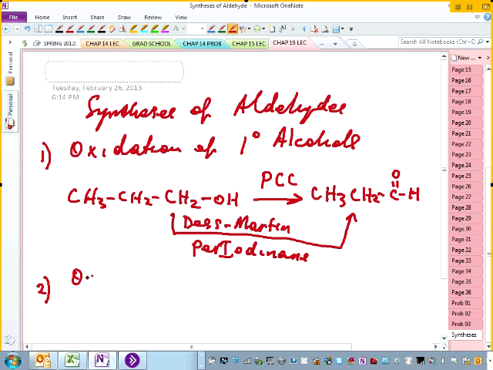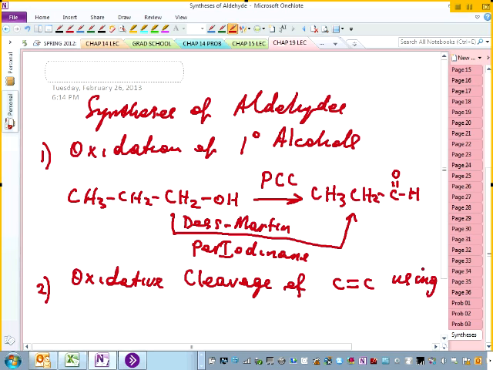Okay, two. You could also do oxidative cleavage of a carbon-carbon double bond. In other words, cleave an alkene using ozonolysis. In this case, if you take this molecule here, in this particular instance, each carbon of the carbon-carbon double bond must be attached to a hydrogen for this to work.